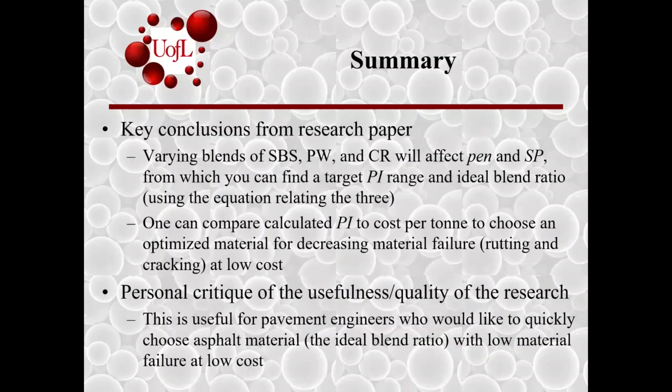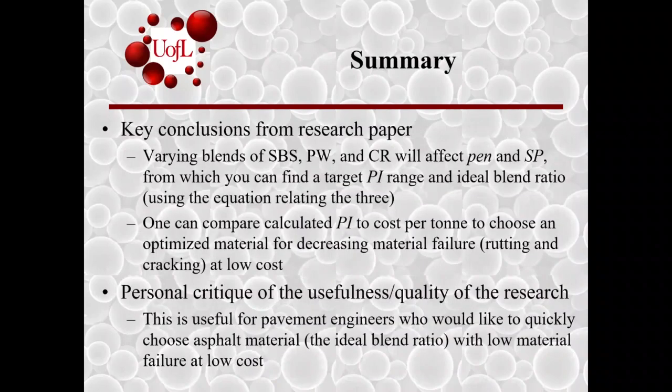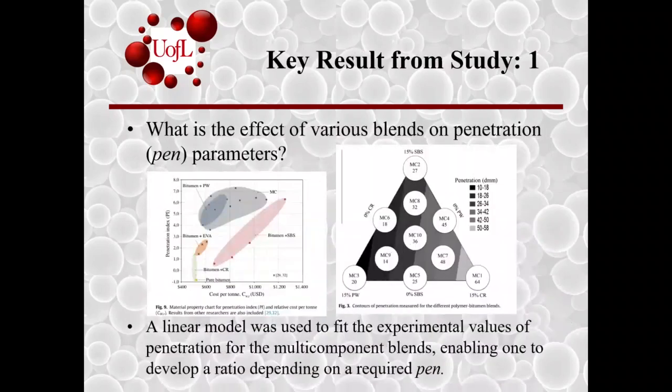So key conclusions from this, varying blends of SBS, PW, and CR will affect penetration and softening point. And from that, you can find a target PI range, the penetration index equation right there. And that'll give you your ideal blend ratio. And then you could take that PI, your calculated PI, and then compare it to cost per ton, which can be shown in this chart on the left here.